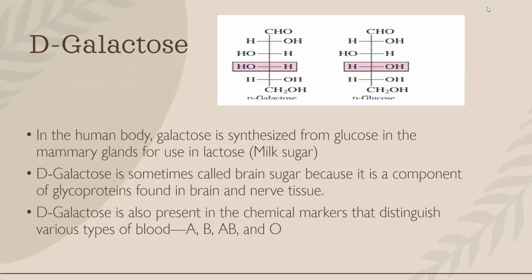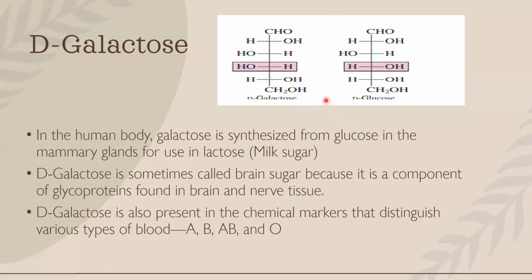Okay, so next we have D-galactose. This is the Fischer projection of D-galactose, the enantiomer structure. D-galactose and D-glucose are epimers. So what are epimers? These are diastereomers that differ only in the configuration at one chiral center.